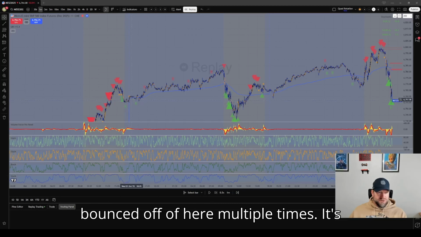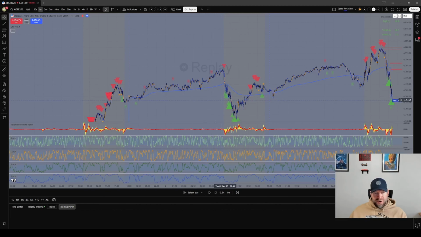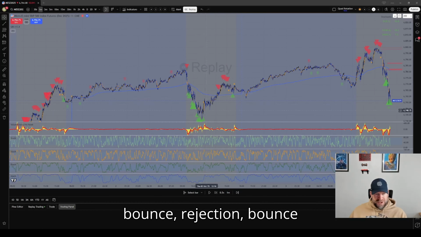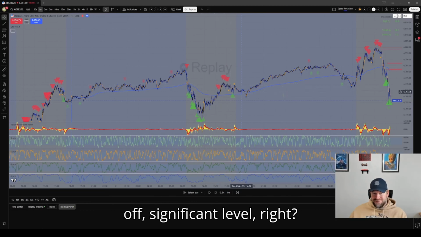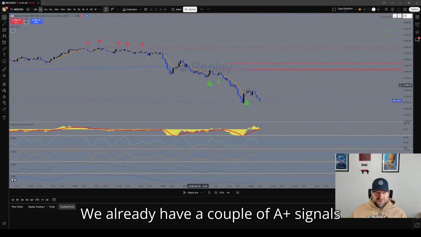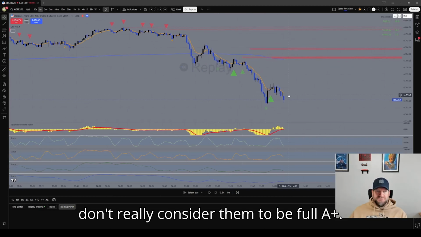Bounced off of here multiple times. It's supported. Pushed up through there. We've had a lot of chop here. Bounce, bounce, rejection, bounce off. Significant level, right? We already have a couple of A plus signals coming in now. Let me tell you why I don't really consider them to be full A plus.